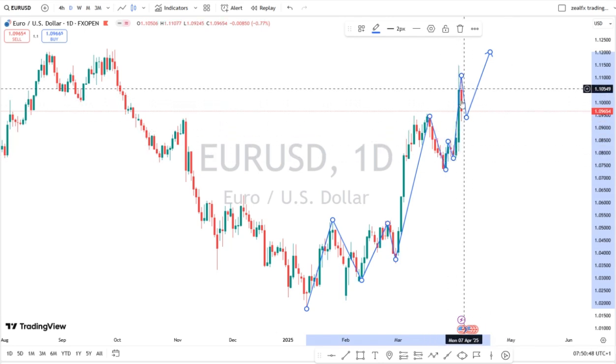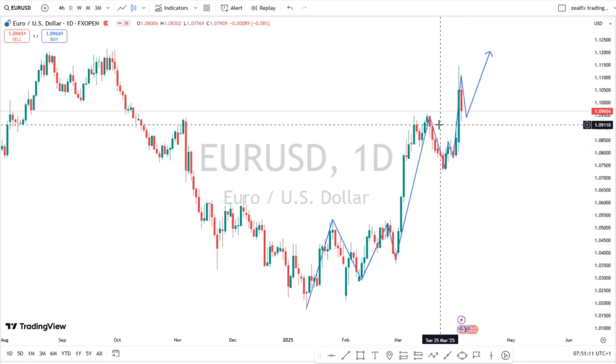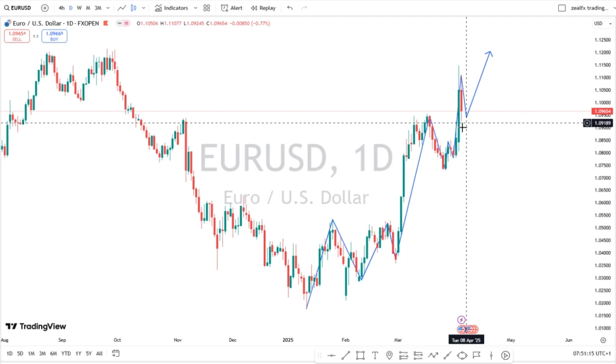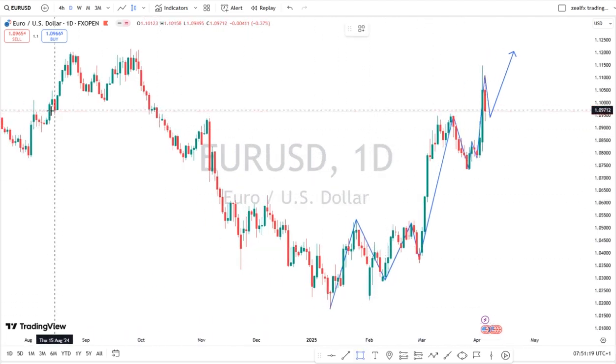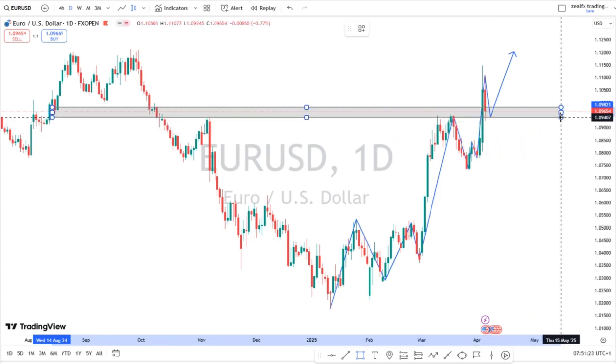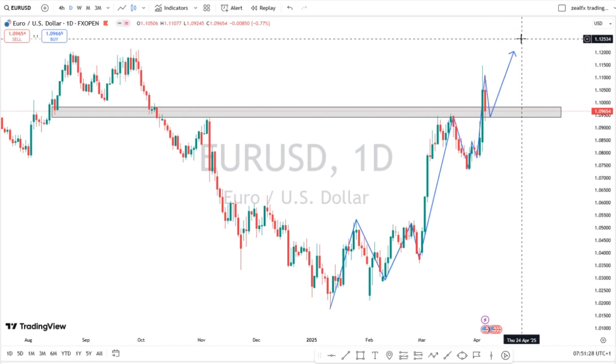So long as we have this uptrend structure, we'll be looking for buying opportunities on the Euro USD this week. We're looking for a buying opportunity from this support zone, if we have a price action setup from this zone.